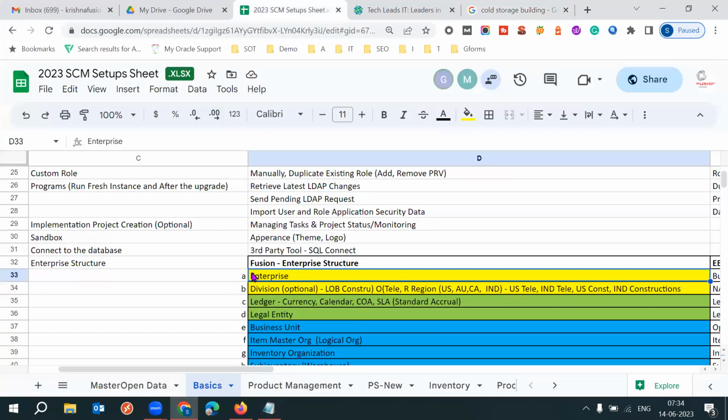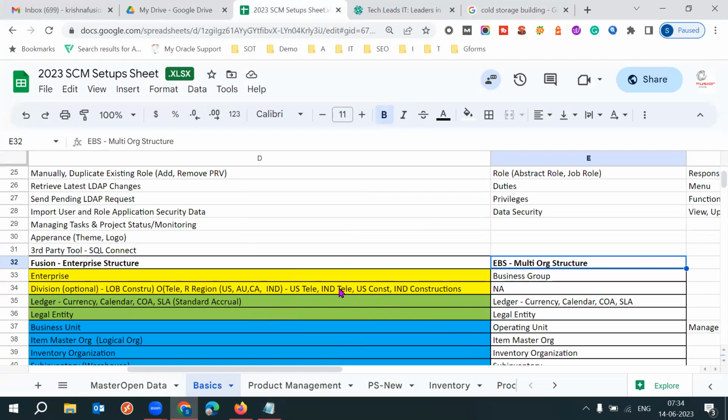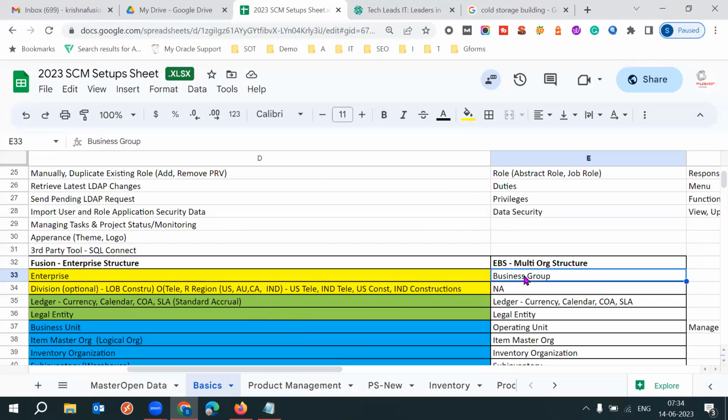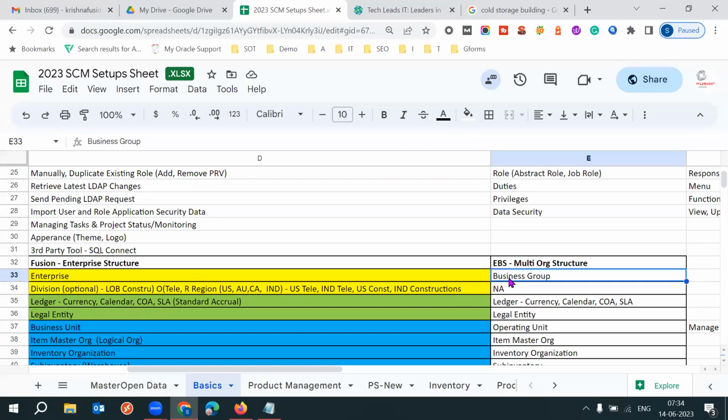So I'll give you the differences between Fusion and EBS. This is for the consultants who are already working on EBS, others can ignore this difference. Do you see the difference in the first entity? Here it is called a business group, and in Fusion it is called an enterprise. Both are company headquarters only. But in EBS, you can create multiple business groups, whereas in Fusion you are allowed to create only one enterprise, only one headquarter.